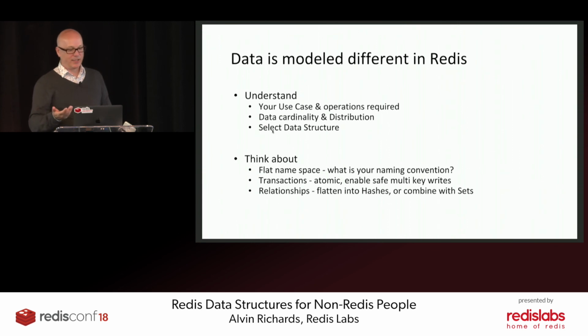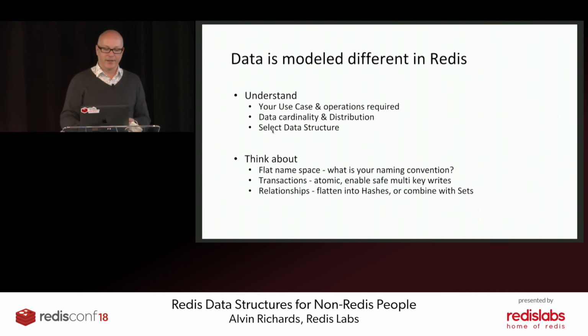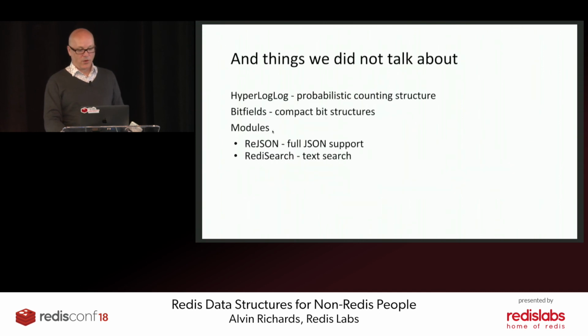As I said, transactions allow for atomic operations and enable safe multi-key writes. And this is important as you start separating concerns across different data structures. And when you come to deal with relationships, then you've got a couple of ways that you can flatten those. You can flatten them into single very large hashes, or you can flatten them into multiple hashes. And if you want to have information about the relationships, you can store those in sets. Okay, there are a ton of things we didn't talk about.